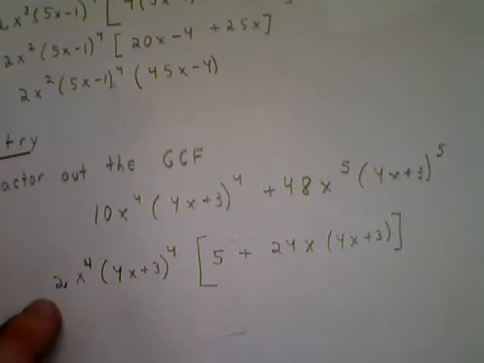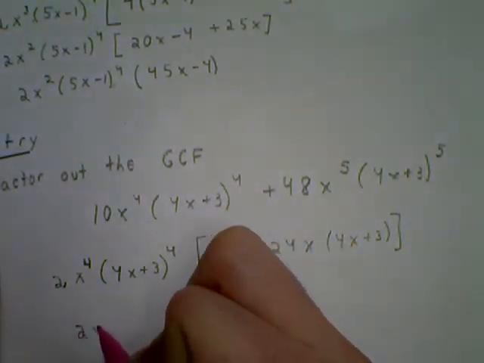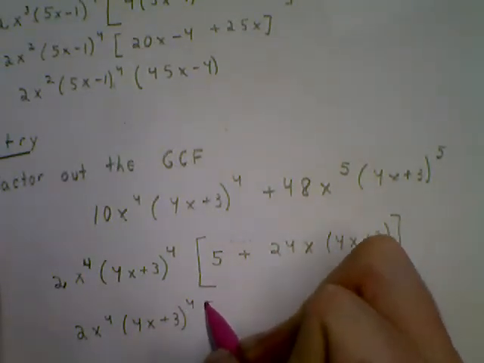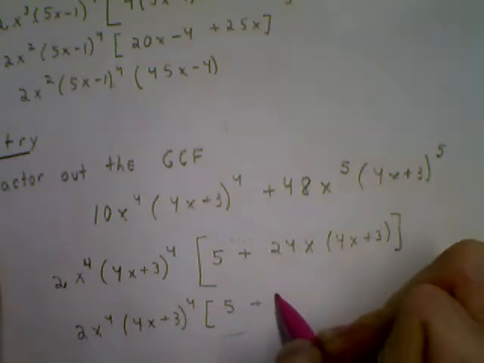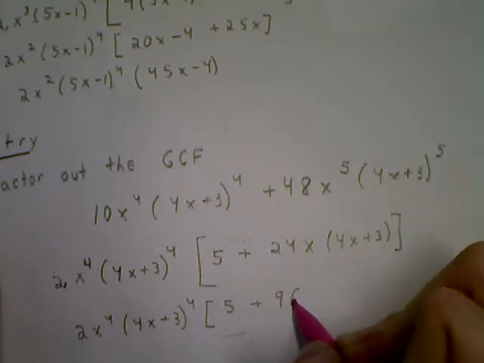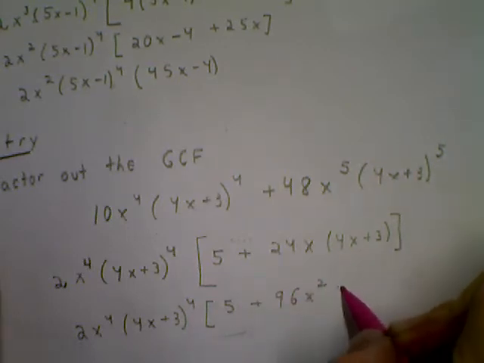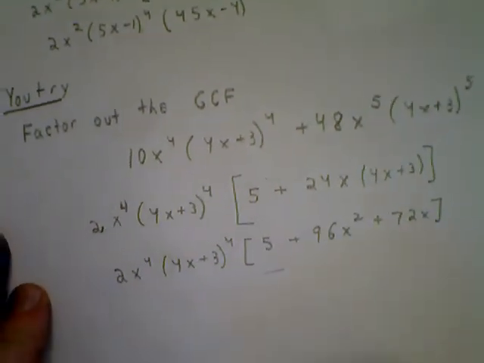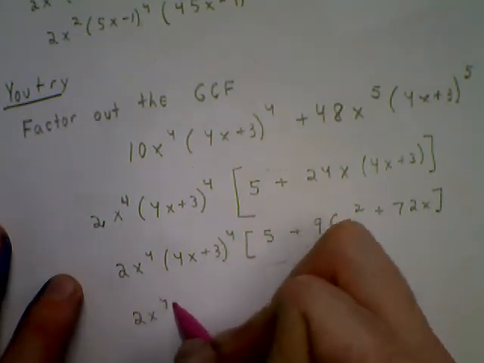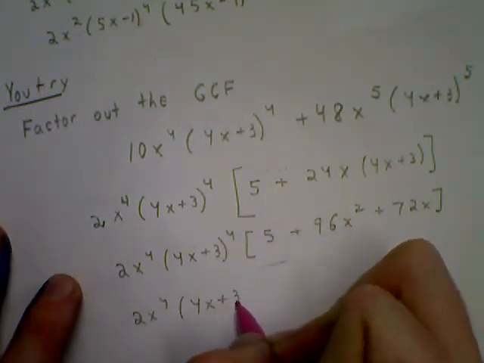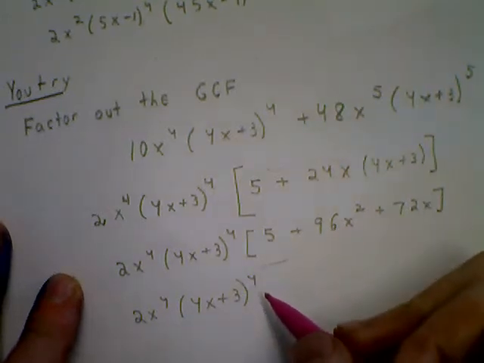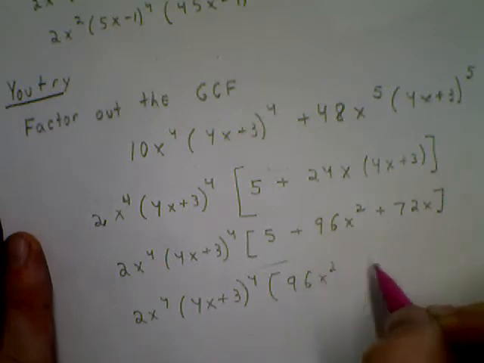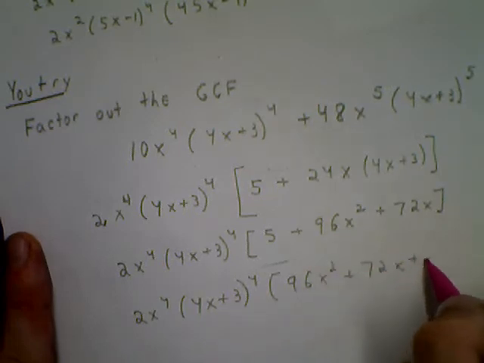Let's simplify. That gives me 5 plus 4 times 24, which is 96x squared plus 72x. Rewrite it in standard form. I got 2x to the fourth times 4x plus 3 to the fourth times 96x squared plus 72x plus 5.